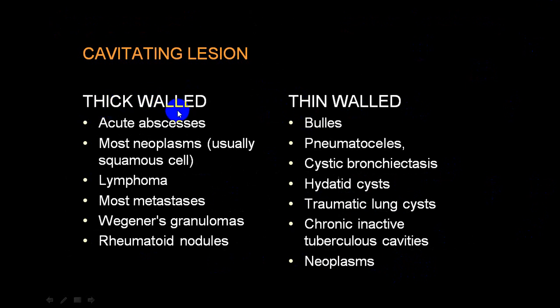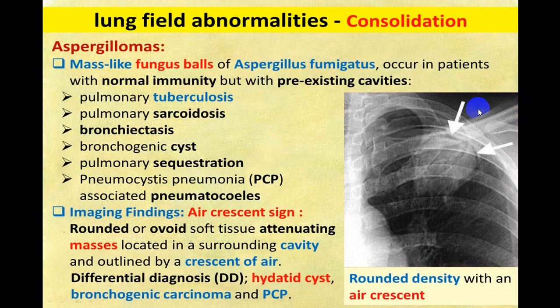Cavity, if it is a thick wall, is very common in an abscess, neoplasm, lymphomas, secondary metastasis, Wegener's granuloma, rheumatoid nodules. While a very, very thin wall, bulla and pneumatocyst, these two come topmost on the list. And then you can think of a cystic bronchiectasis, hydatid cyst. So these are the common conditions where there is a very thin wall of a radiolucency. So you can identify those conditions.